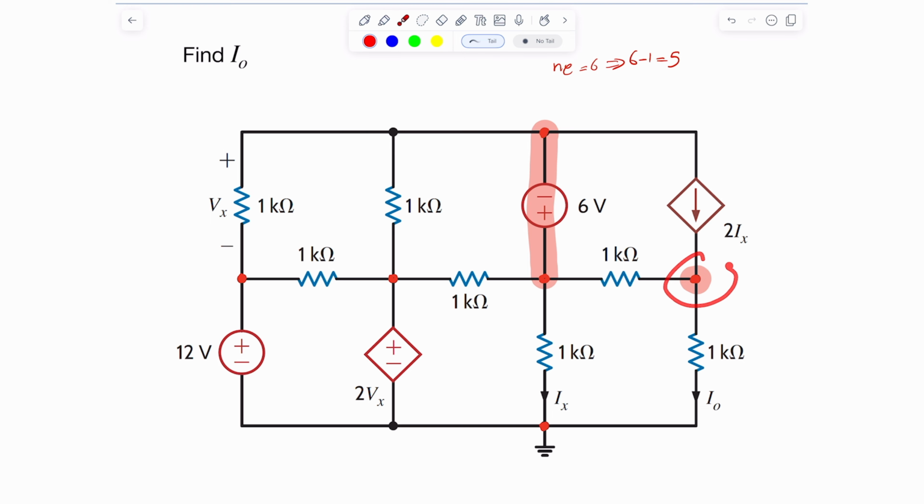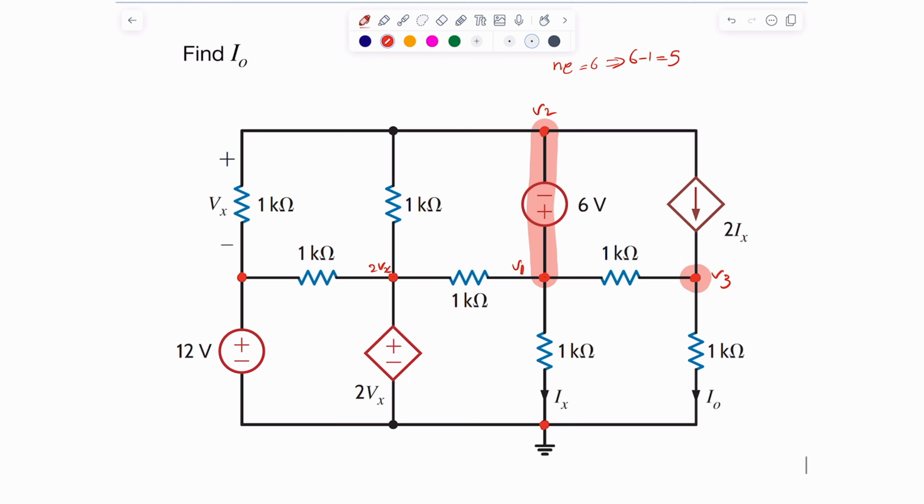So let me name the voltages that I'm after. I'll say this is V1. I'll assume that this should be V2 and this should be V3. I could name this V4 since it is technically just 2Vx, but I won't name it V4 so that I don't confuse you. This is simply 2Vx, that's it. All right. So let's go about writing the KCL for the supernode.